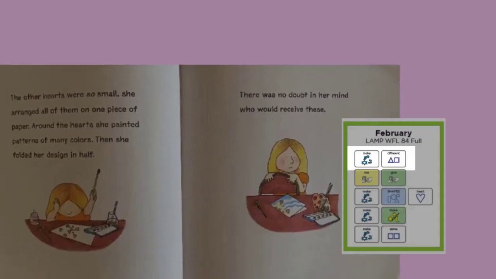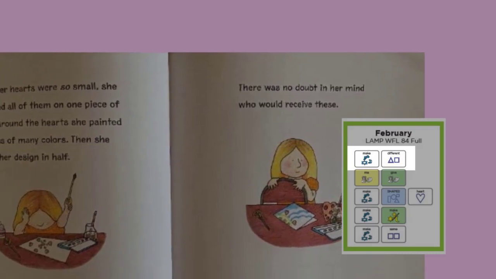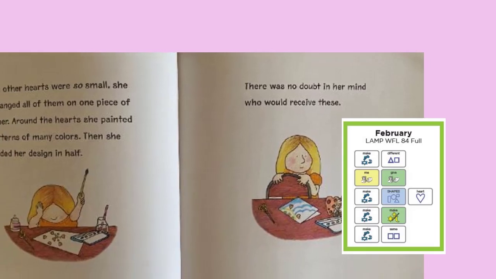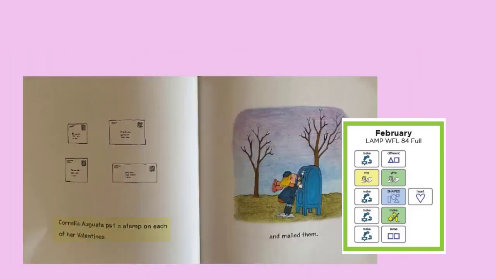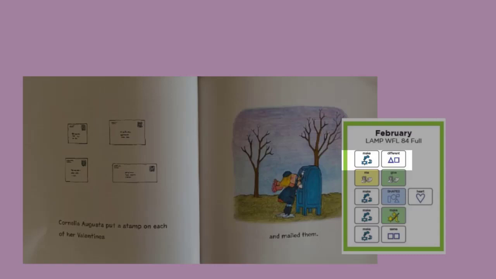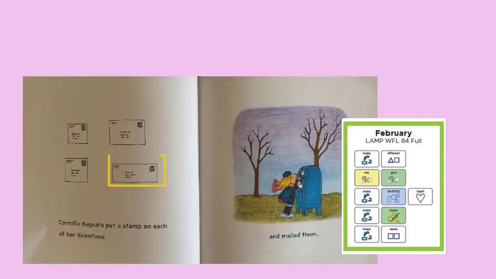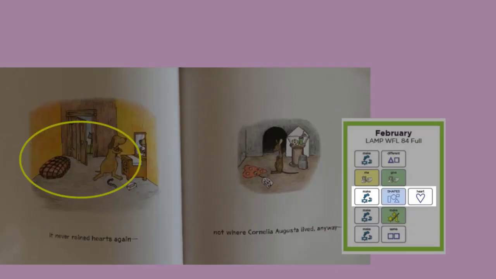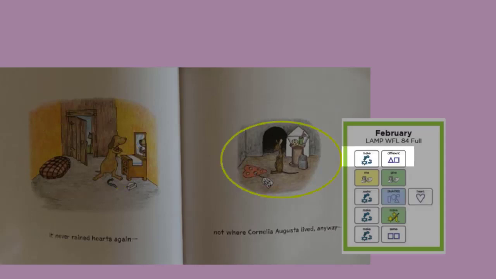She made a lot of different cards. She's going to give these to her friends. Cornelia Augusta put a stamp on each of her valentines and mailed them. Look, her valentine cards are different sizes. Here's one of the friends that she gave a heart to. She made a different one for this friend.